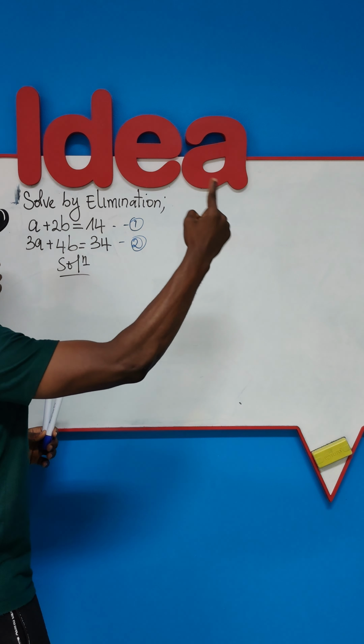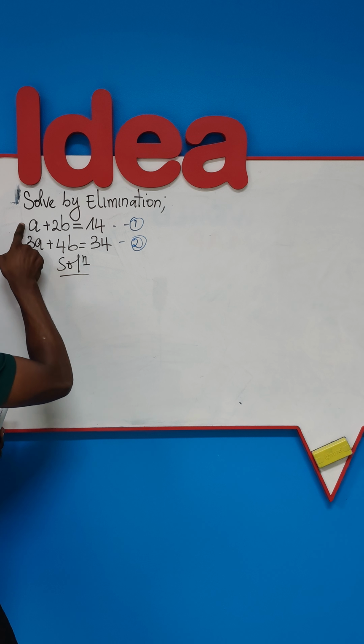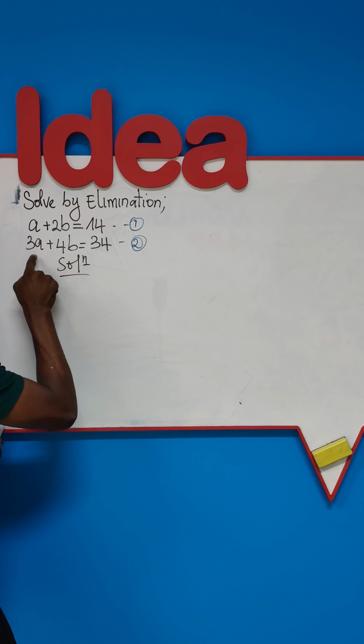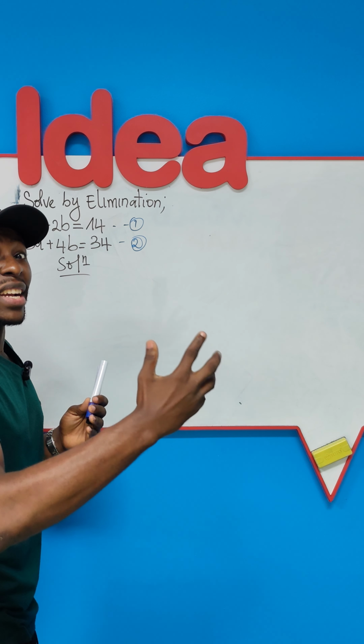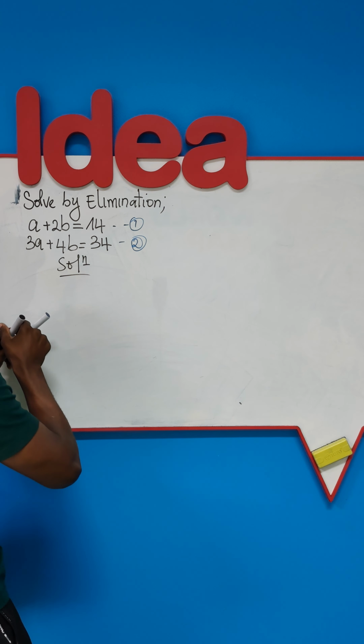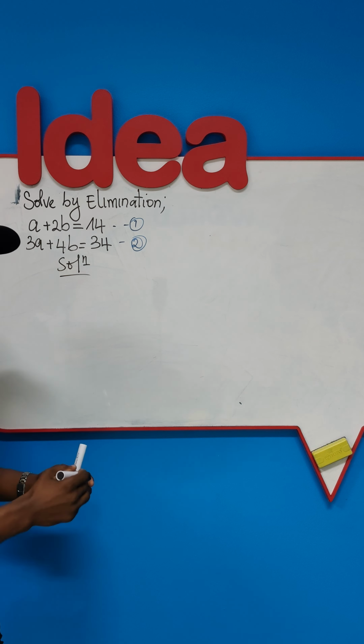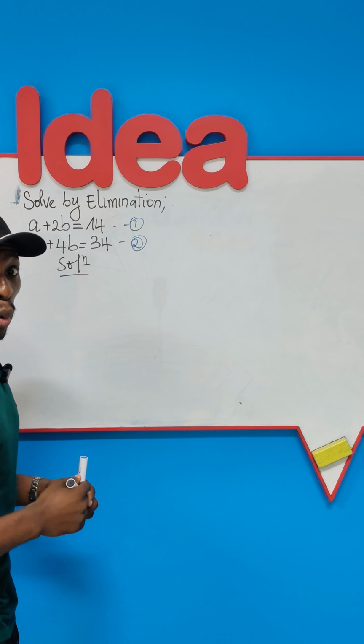So I have to think of a strategy which will make me have a 3 here, such that now you will say 3a minus 3a will boil down to 0, and in this way you would have eliminated the variable a. But I cannot just proceed and write 3 here. I'll be violating mathematical principles, okay?